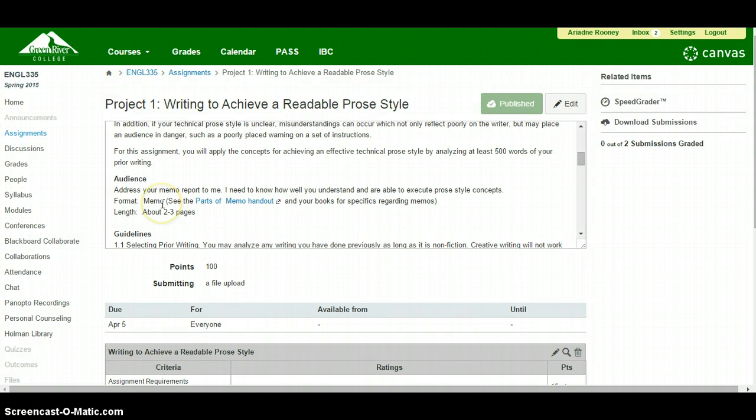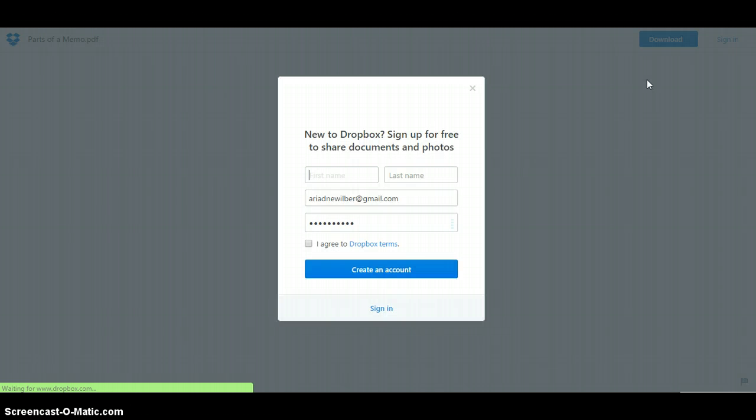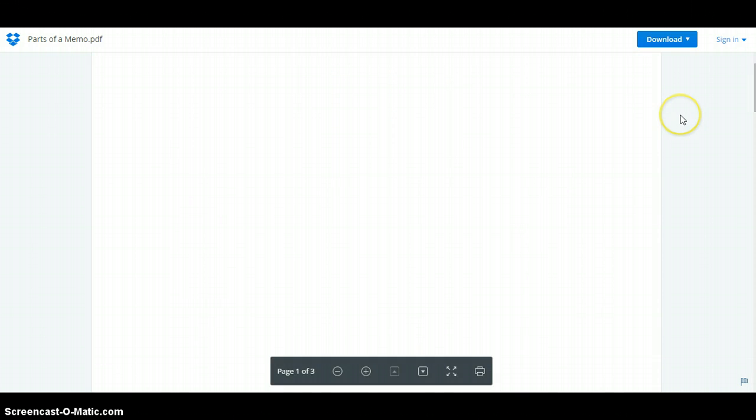The format is a memo. Now, in chapter 14 of your book, there's a fantastic overview of a memo and all of the different parts. And then I also have this parts of a memo handout, which is similar to what's in your book, but it's slightly different. And you're going to find that whatever company you go to, whatever place you're at, they're going to have different styles of memos that they require, and that's okay.